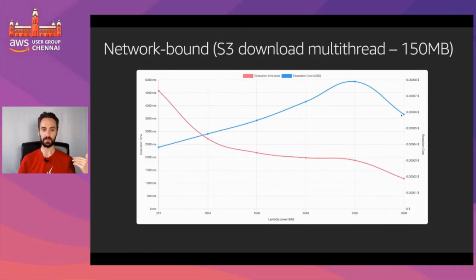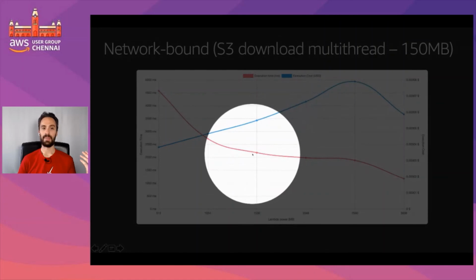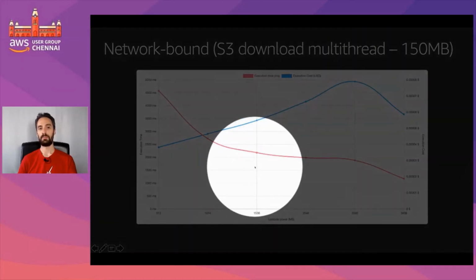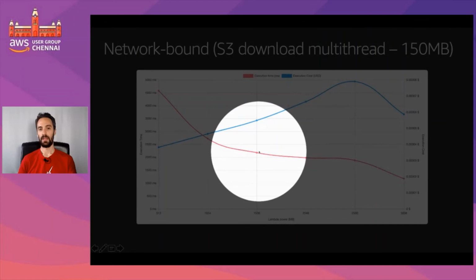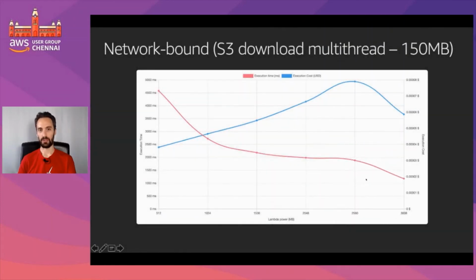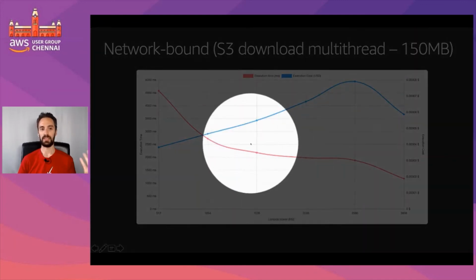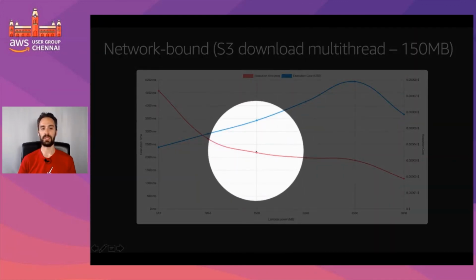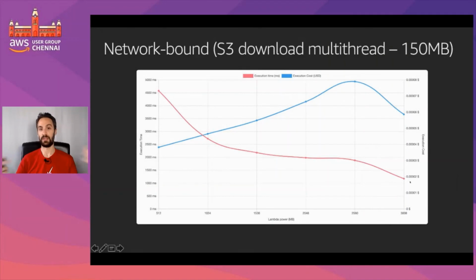Why does that happen? That's because above 1.5 gigabytes here, you get 2 cores. So the function can actually leverage 2 CPUs, basically 2 virtual CPUs, to download data from S3. So with a multi-threading option and 2 cores, as you can see, after 1.5 gigabytes up to 3 gigabytes, it's much, much faster. So keep these things in mind and visualize them.